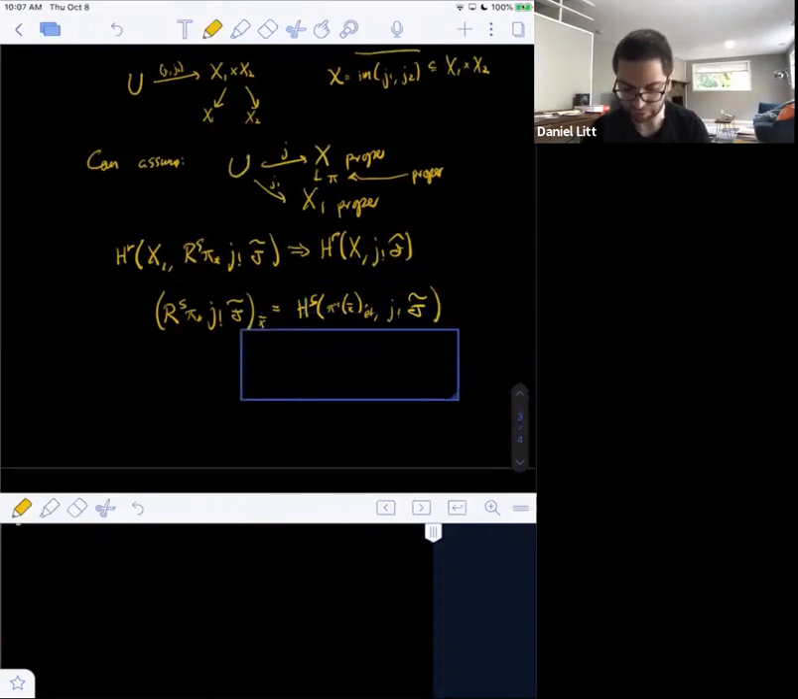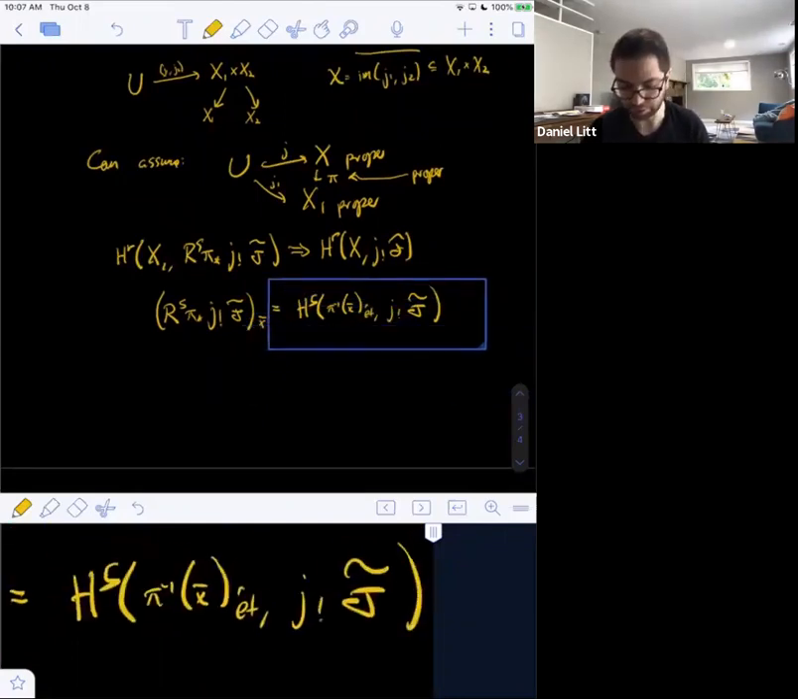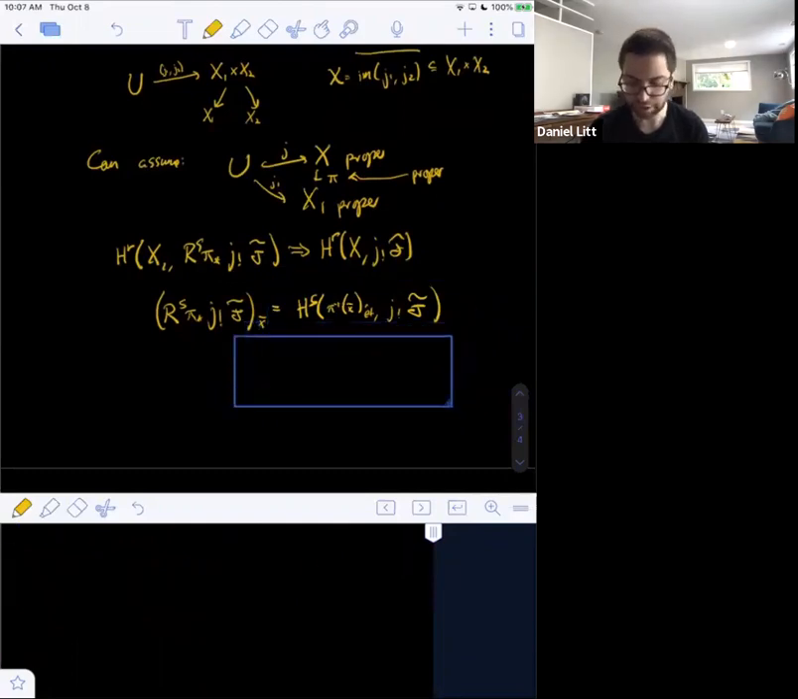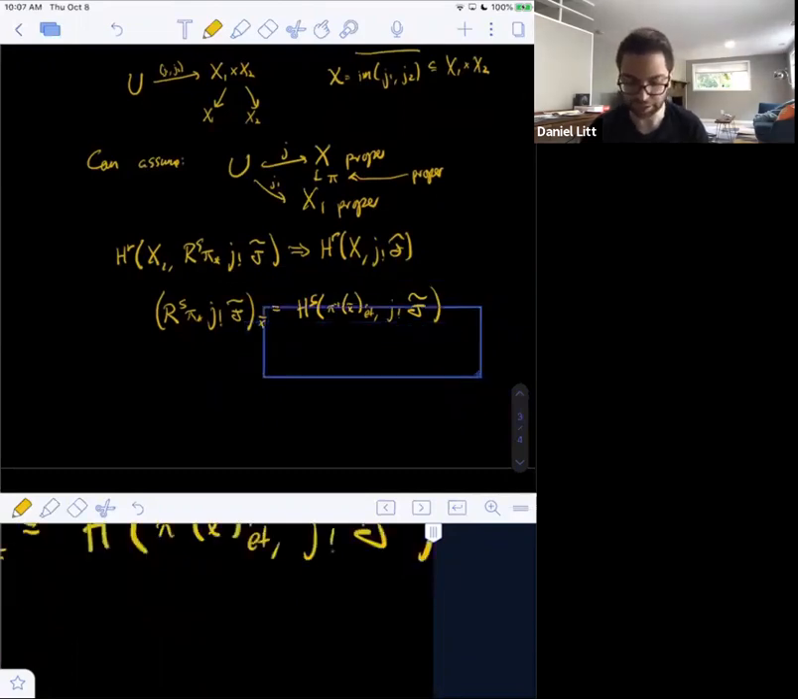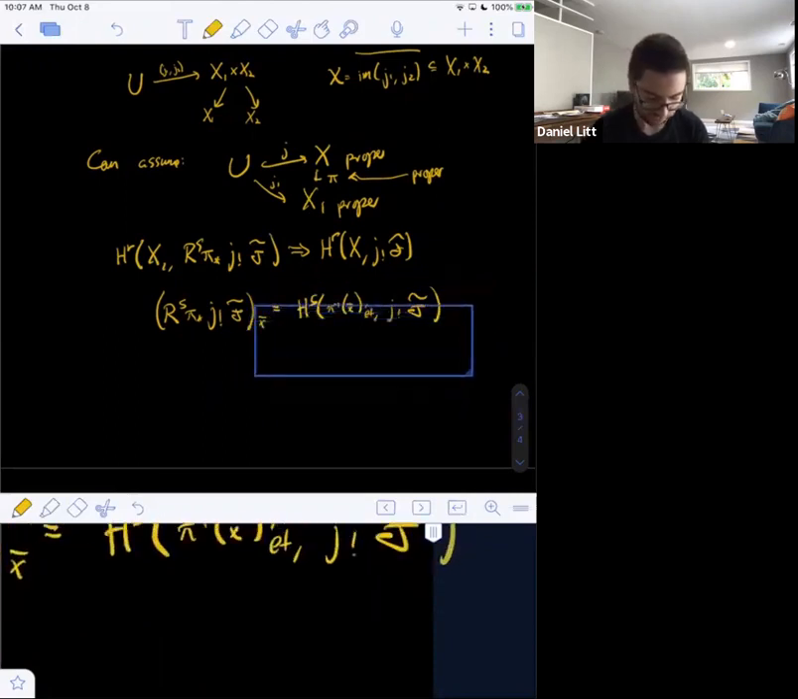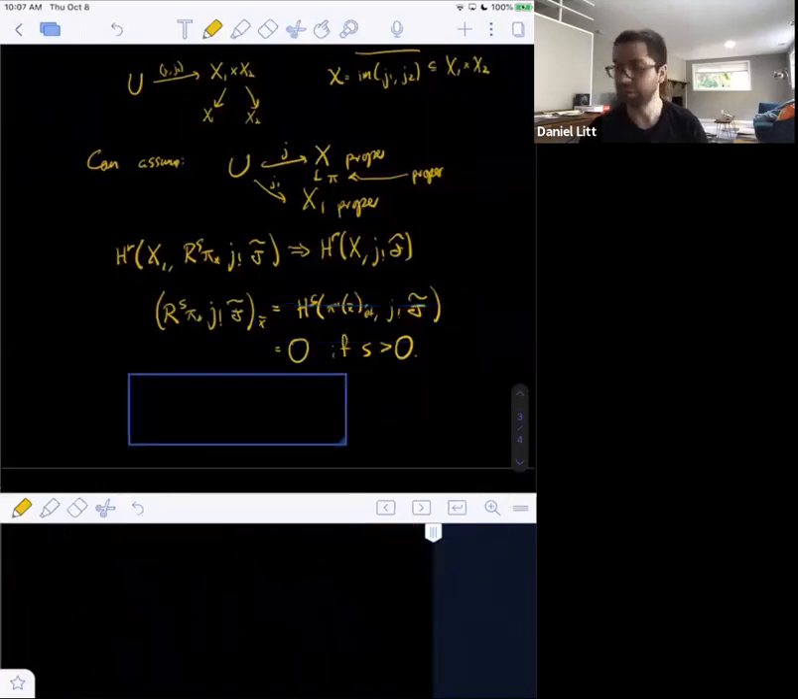So what is this? Well, there are two possibilities. If x bar is in the image of j, then this is just a point, and we're taking the higher cohomology of a point. If x bar is not in the image of j, then F was 0, right? So in either situation, we get that this is 0 if s is bigger than 0. Do you guys agree with this? So there was a little bit of casework in checking this.